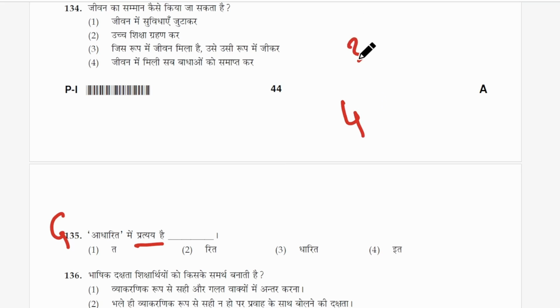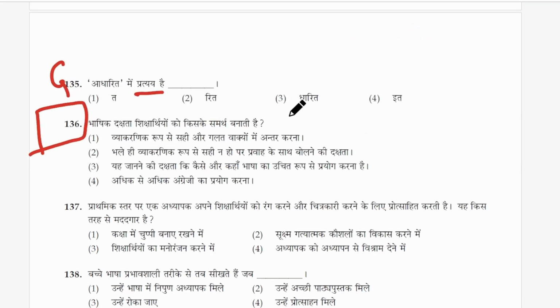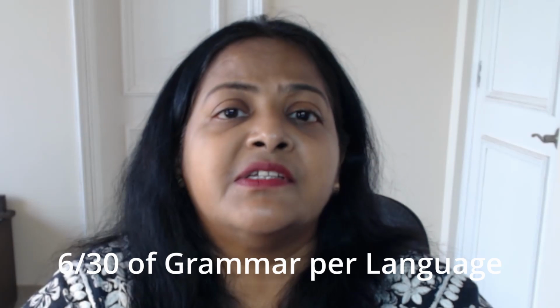So 3 plus 4 is your 7 questions. Similarly, from question 136, we start with the pedagogy. So as you could see, whether it is L1 or L2, you have around 6 to 7 marks of grammar within the comprehension section. So roughly 30% is grammar out of 15 if you consider comprehension. But if you take the entire section out of 30 marks, then 6 out of 30, 1/5 is only grammar.